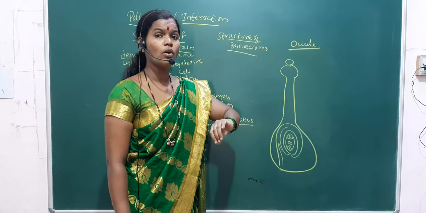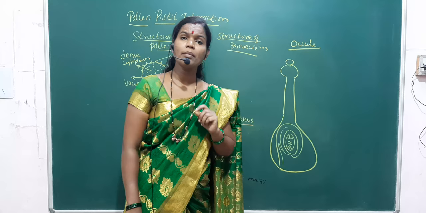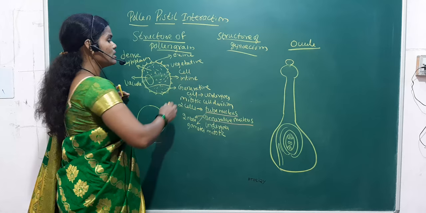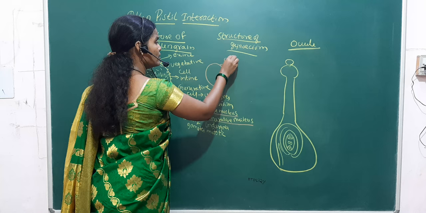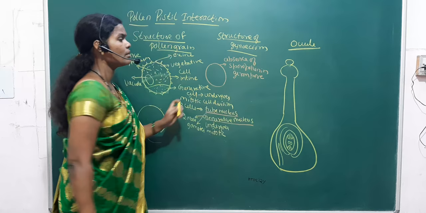When the pollen grains land on the stigma, the germination process occurs. Now students, where does the germination process occur? In the pollen grain, wherever there is an absence of sporopollenin. You have to remember this point. Wherever there is an absence of sporopollenin, that particular part is called the germ pore.